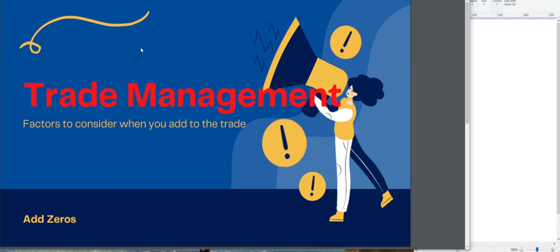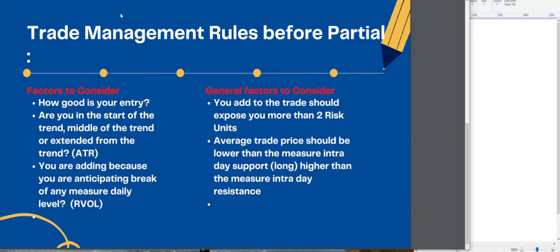So, what is the trade management rule before I take the partial? What are the factors I would consider for going into the trade? The first thing you should always remember is why you are adding to the trade. Not all trades are equal, and not all trades require an addition. But if you consider adding to any trade, what are the factors you should be considering? I've listed down some of the factors which I consider while I'm in the trade.